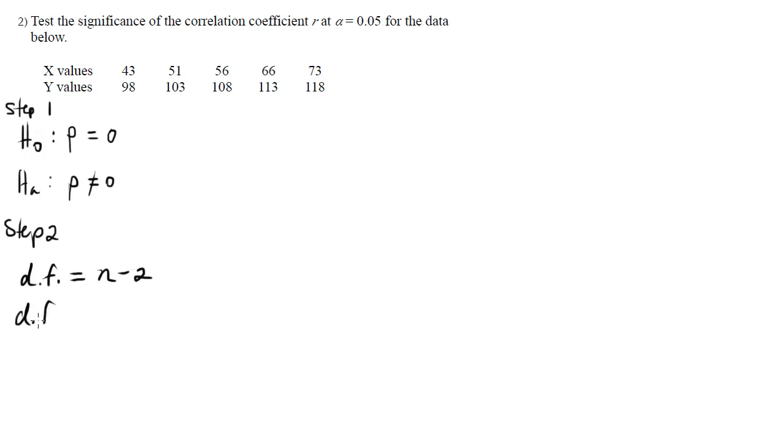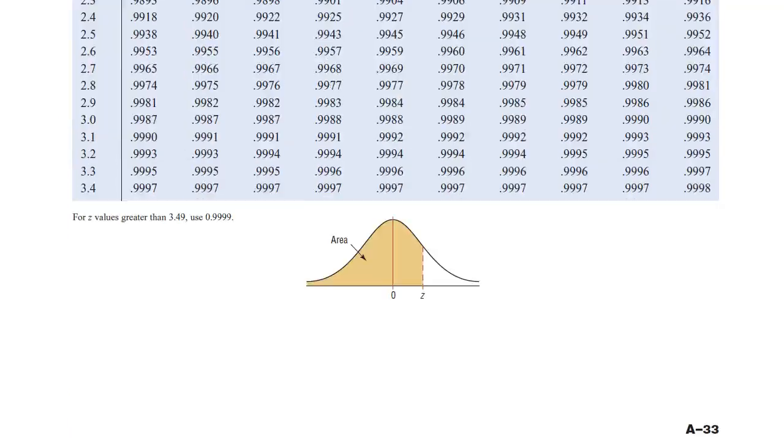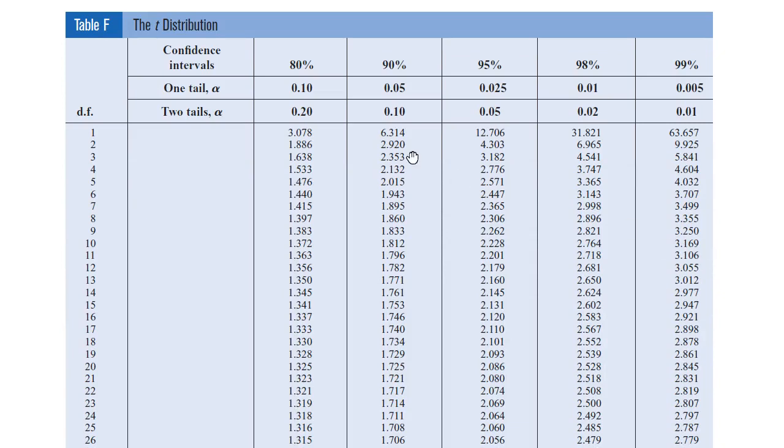Now here, n, how many pairs? 1, 2, 3, 4, 5 pairs. So 5 minus 3, the degrees of freedom are 2. And we're testing at alpha equals 0.05. This is a two-tailed t-test, as it says back in the formula. Let's scroll down to the t-distribution table. Two tails, alpha equals 0.05, 2 degrees of freedom. Was it 2 degrees of freedom?